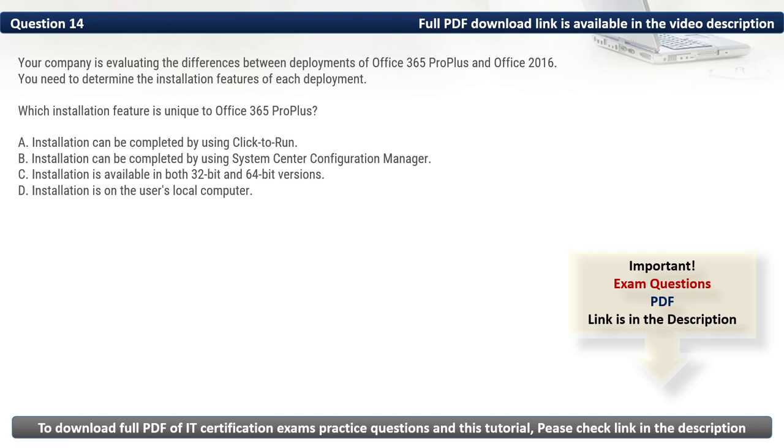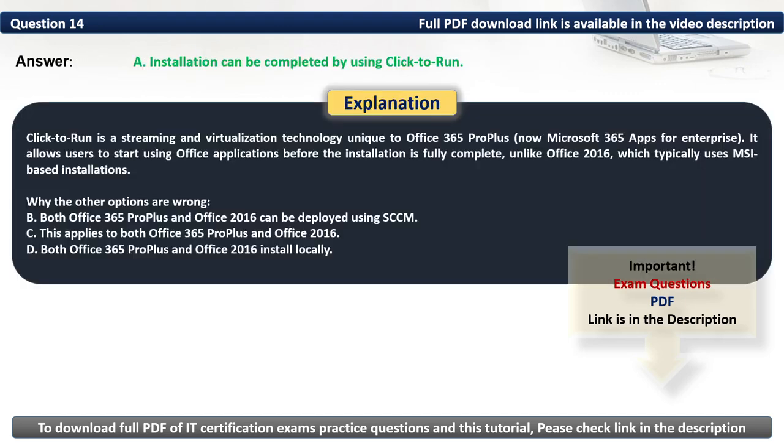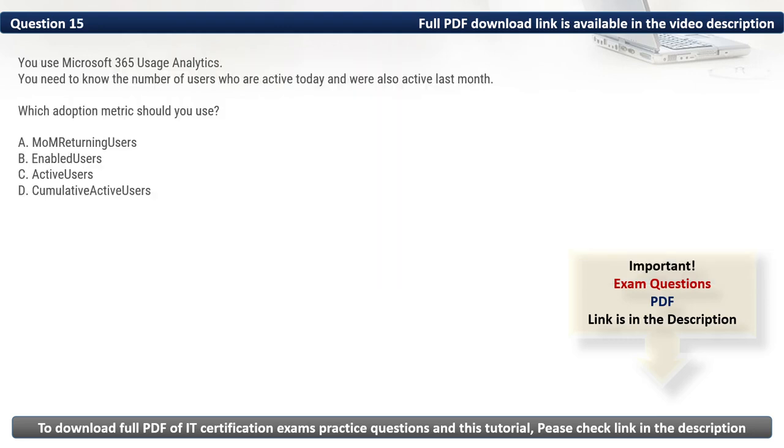As such, the installation feature that is unique to Office 365 Pro Plus is that installation can be completed by using Click to Run. Thus, the correct option is A. Click to Run is a streaming and virtualization technology unique to Office 365 Pro Plus. It allows users to start using Office applications before the installation is fully complete, unlike Office 2016, which typically uses MSI based installations.